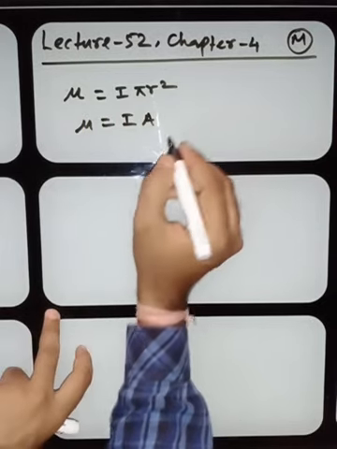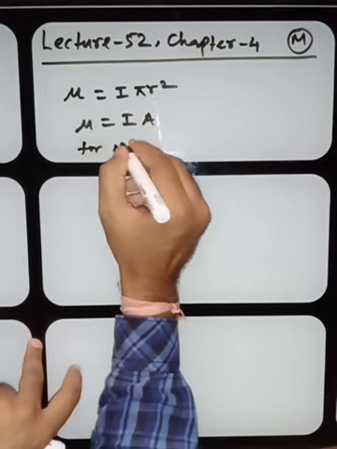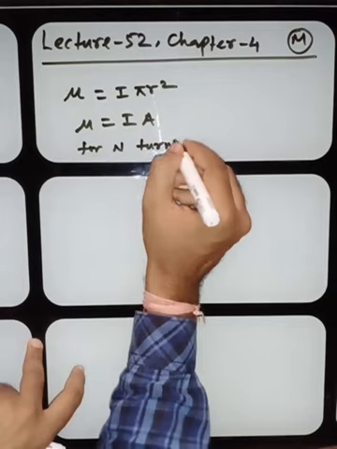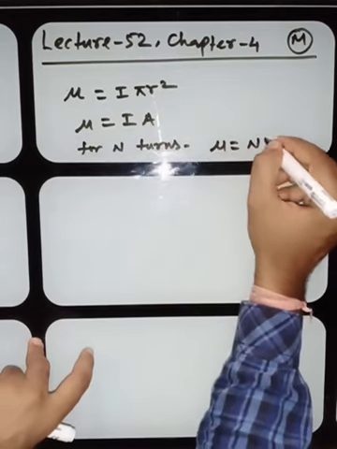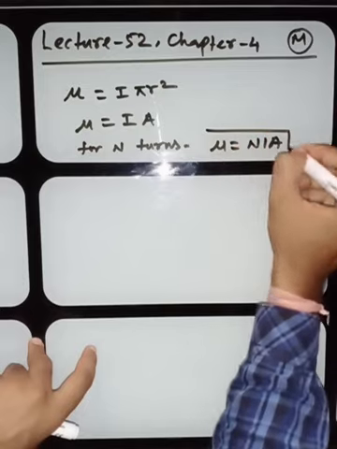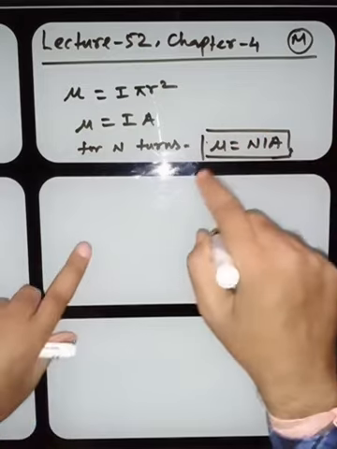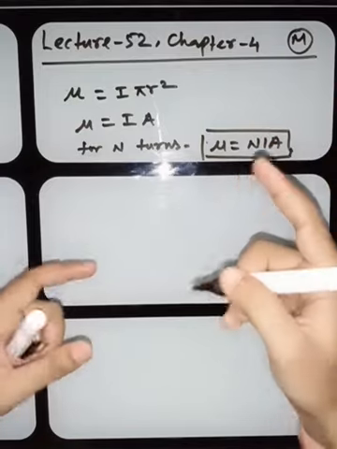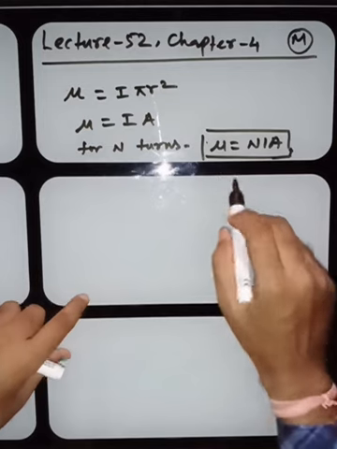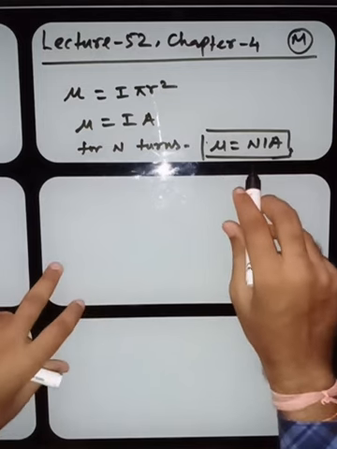All right. For n turns, this can be written as mu equals n I A, and this is the magnetic dipole moment. Now, the equation that we have obtained, you can write in this form of magnetic dipole moment.